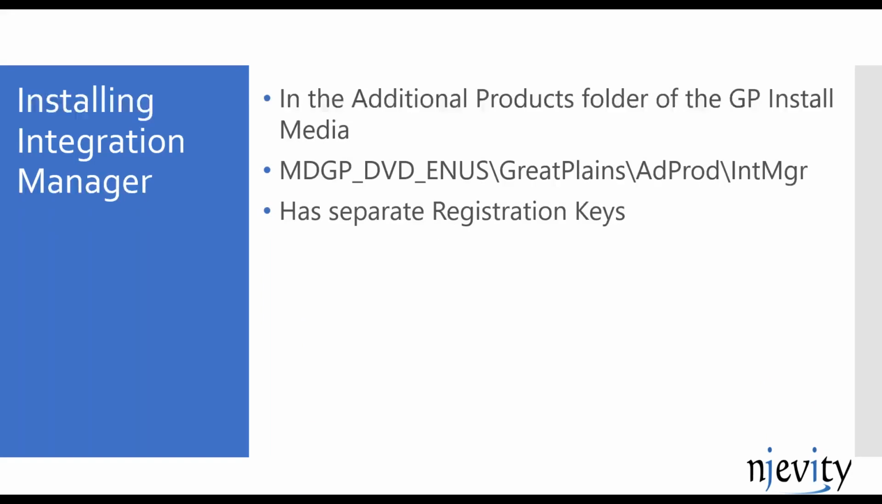Installing Integration Manager: you have Integration Manager in your GP media. It's in the additional products folder of your GP install media, and I put a little snippet of where mine was. In the additional products folder, you have an Integration Manager folder, and that has the install media there, and it does have separate registration keys.